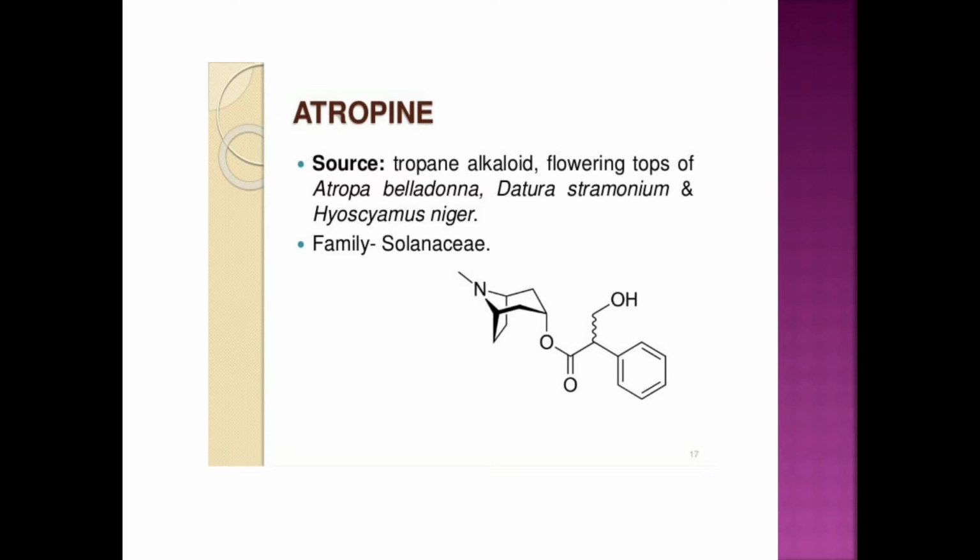So what is the biological source of atropine? That is the tropane alkaloids, from the flowering tops of Atropa belladonna, Datura stramonium and Hyoscyamus niger, belonging to family Solanaceae.